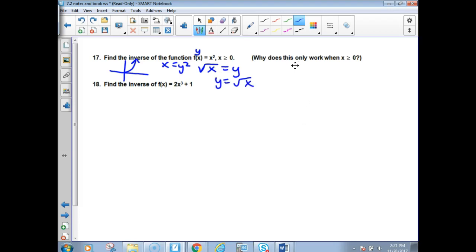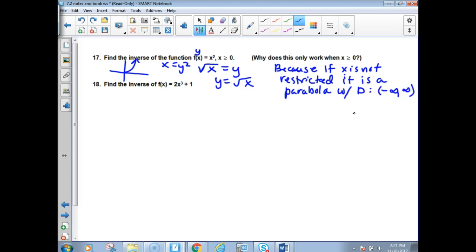And then why does this only work? Because if x is not restricted, it's a parabola. Okay, it would be a parabola with a domain of negative infinity to infinity, and that does not pass the horizontal line test.